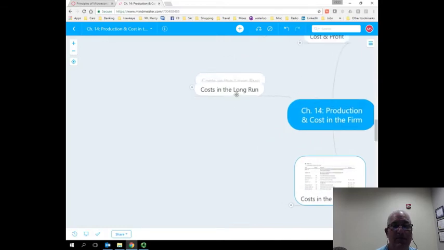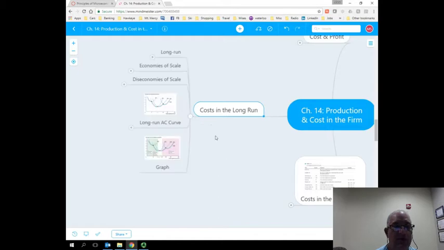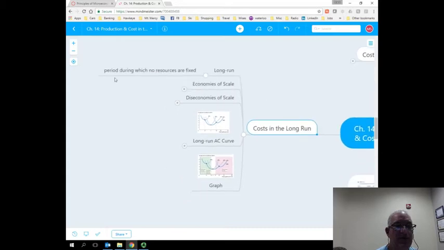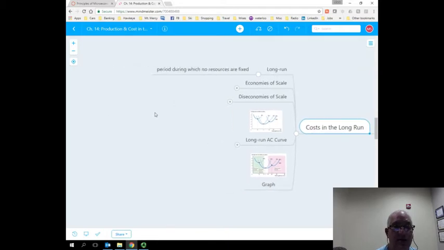Okay, we'll finish up the chapter here with looking at the long run. So far, we've focused primarily on the short run. In the last part, we're going to look at the long run. Just as a reminder, the long run is a period during which no resources are fixed. So we've got no fixed costs in the long run. That's how you know we are in the long run.